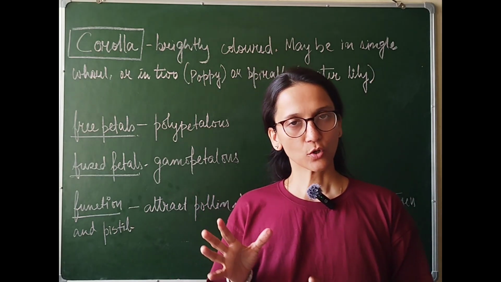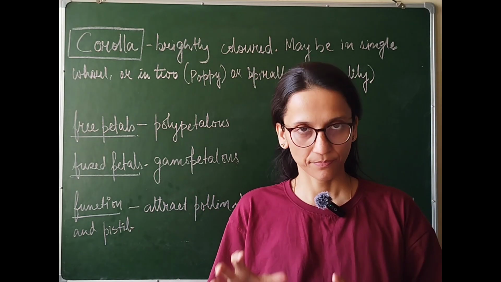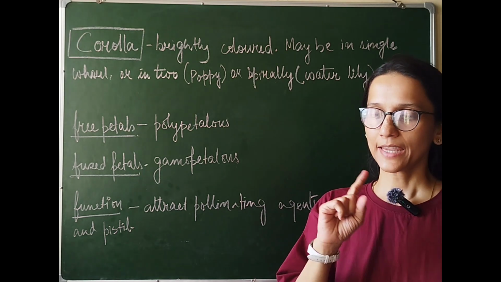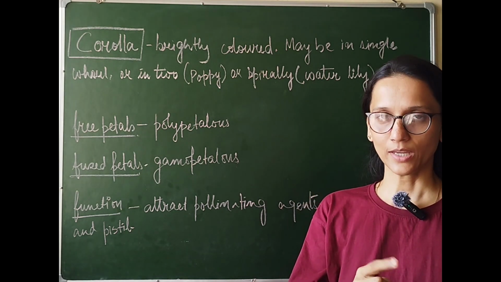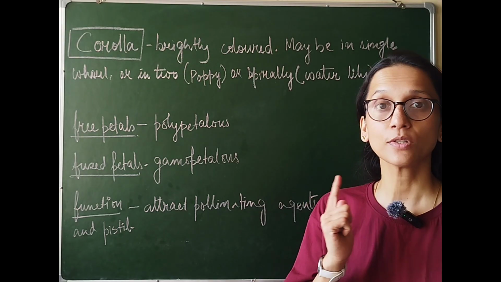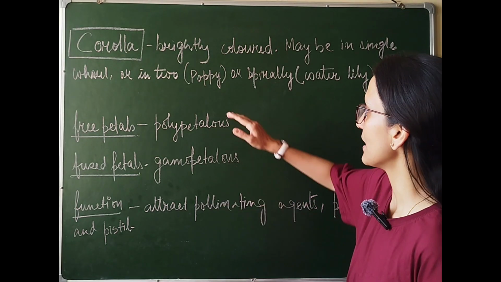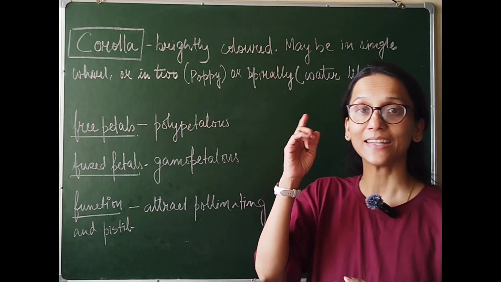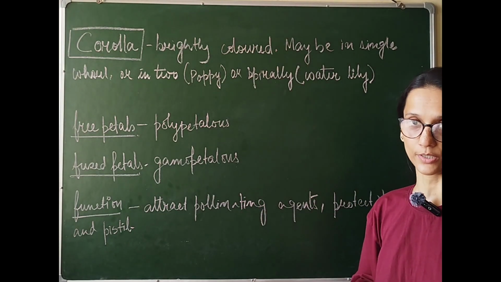The next whorl is called corolla, and it is made up of petals, and these petals are usually brightly colored. Now petals can be present in one circle, in the multiple of 3 and 5, or sometimes they are also present in 2 separate circles of petals, like example poppy. And sometimes these petals can also be spirally arranged, example of which is water lily.